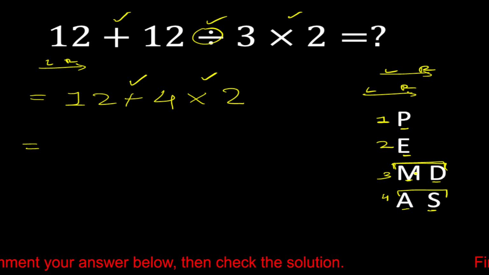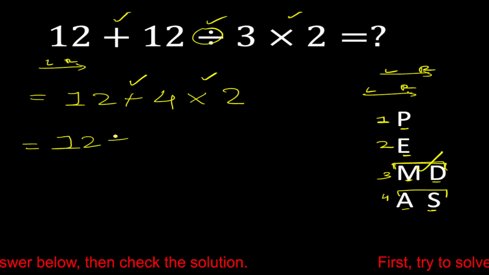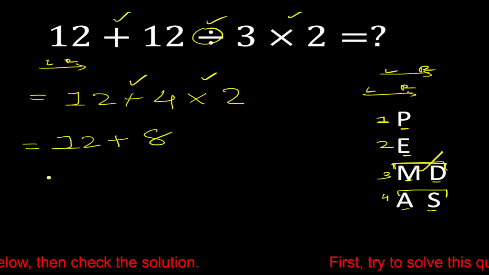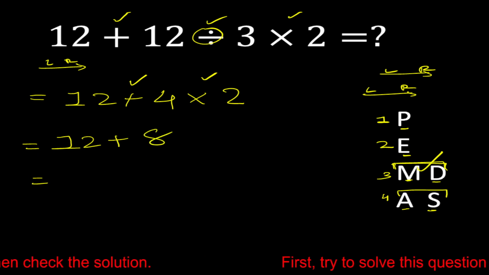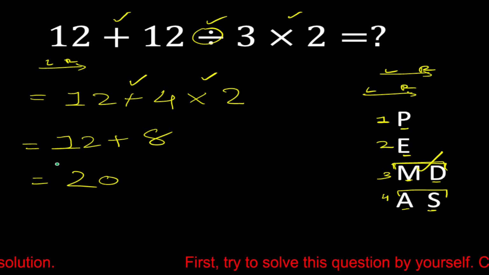Now here we have one addition and here we have multiplication. So according to PEMDAS, first we have to solve multiplication. So is equal to 12 plus, now 4 multiplied by 2 is equal to 8. So 12 plus 8 is equal to 20. Okay. So the correct answer is 20.